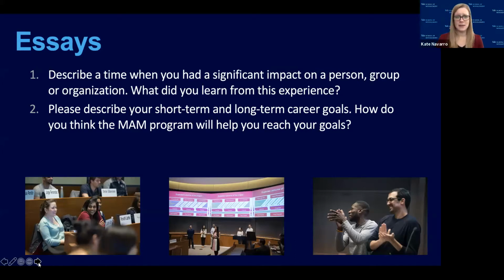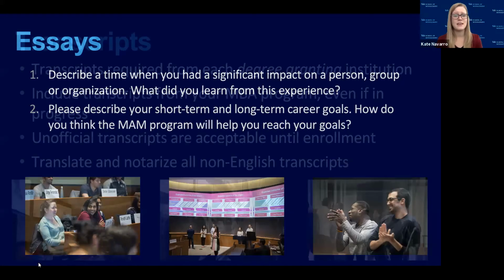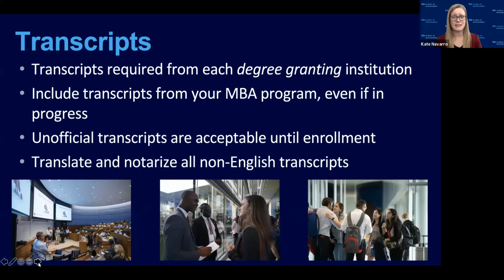Again, some tips in the essay portion of the application: we're going to be evaluating your communication skills as well as your writing skills. We want to know how you formulate an argument or point. So it's really important to proofread. Spell check doesn't catch everything, and we've seen that many a time. So proofread it over and over again.